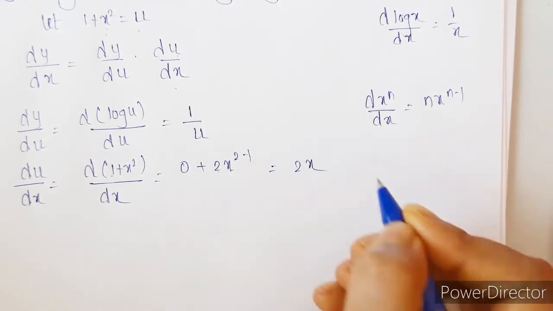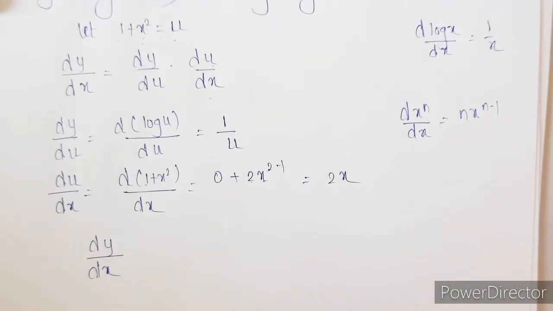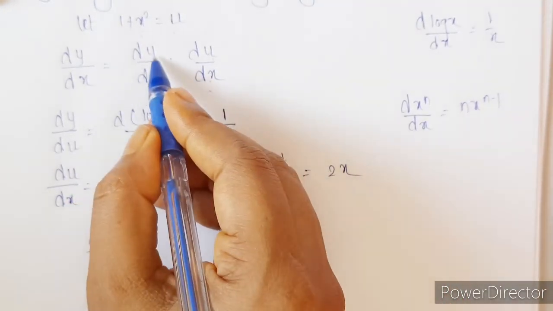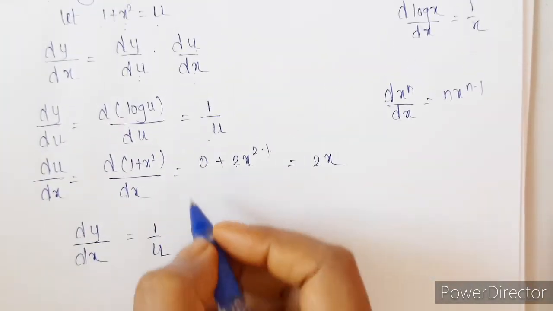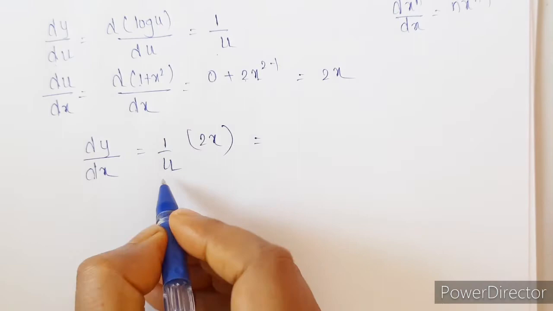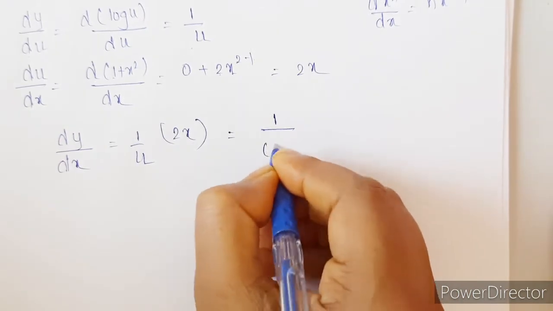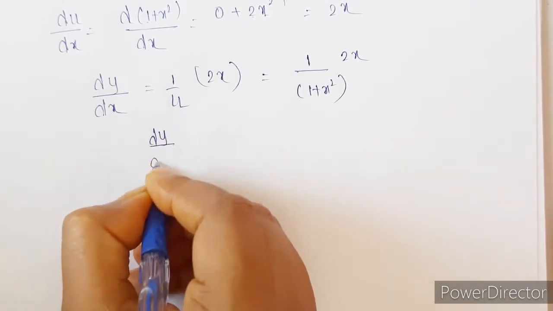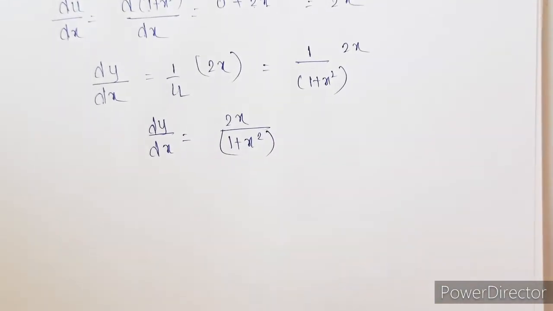So this is 2x. Now substituting back, derivative of y with respect to x is derivative of y with respect to u and derivative of u with respect to x. Derivative of y with respect to u is 1 upon u, and derivative of u with respect to x is 2x. Now again, this u is nothing but 1 plus x square, so replace that. This will be 1 upon 1 plus x square into 2x. So derivative of y with respect to x is 2x upon 1 plus x square.